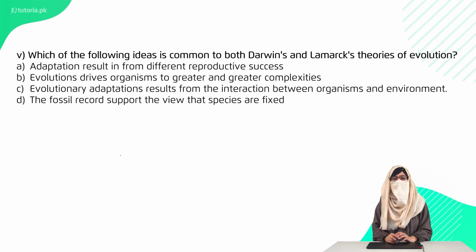Question 5 is, which of the following ideas is common to both Darwin's and Lamarck's theories of evolution? Adaptation results in different reproductive success. Evolution drives organisms to greater and greater complexity. Evolutionary adaptation results from the interaction between organism and environment. Option D is, the fossil record supports the view that species are fixed. The right option is option C, evolutionary adaptation results from the interaction between organism and environment.